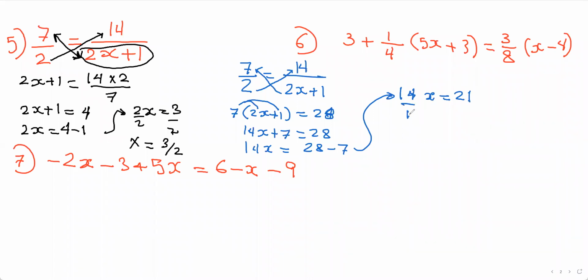Divide both sides by 14. That cancels. x equals, now when you divide by 14, 7 goes into 14 twice and goes into 21 3 times. So x equals 3/2. So this is just a different way of getting to the answer. If you prefer this way, by all means.